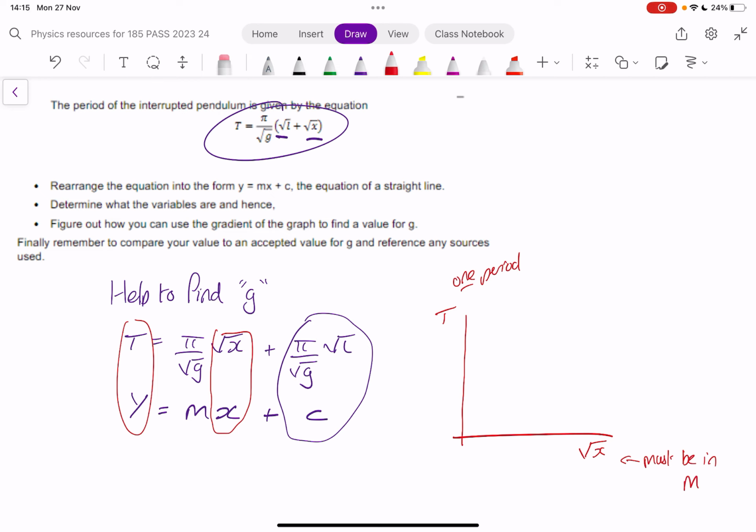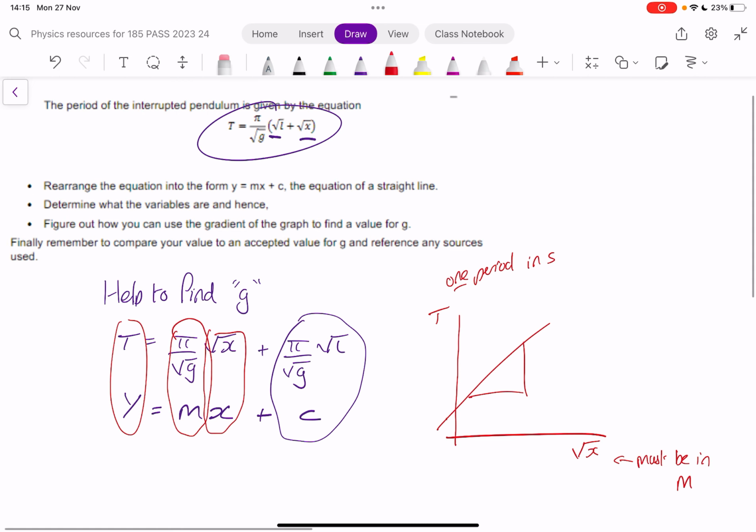So if you've recorded it in centimetres, you've got to convert that to meters before you do the root. And equally, the period must be in seconds. That's going to give you a graph and a gradient, and the gradient will be that term there. So the gradient is pi over root g.